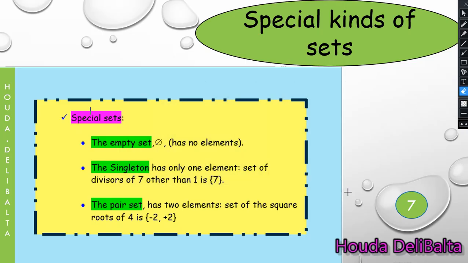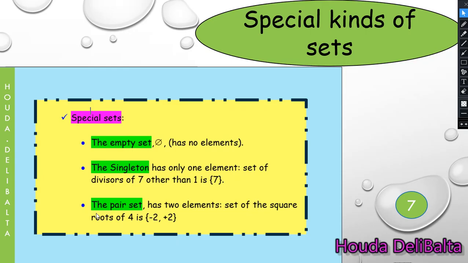The singleton set. The singleton set, from its name, has only one element, from single. Set of divisors of 7, for example, other than 1. You know that 7 is a prime number, so it has two divisors, 1 and itself. If the condition is the set of divisors of 7 other than 1, then all I have is just 7, which is one single element. So that's why we call this set a singleton.